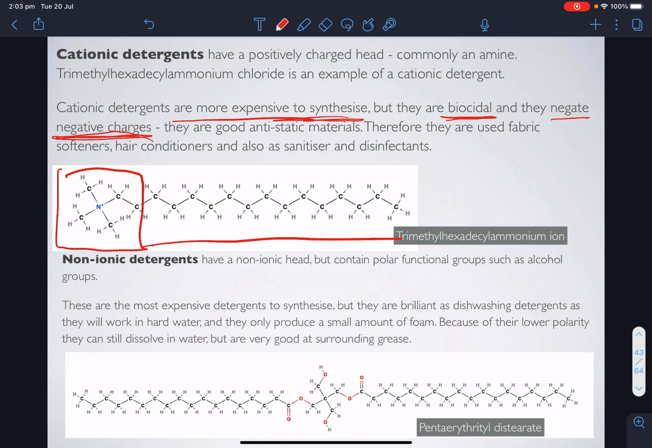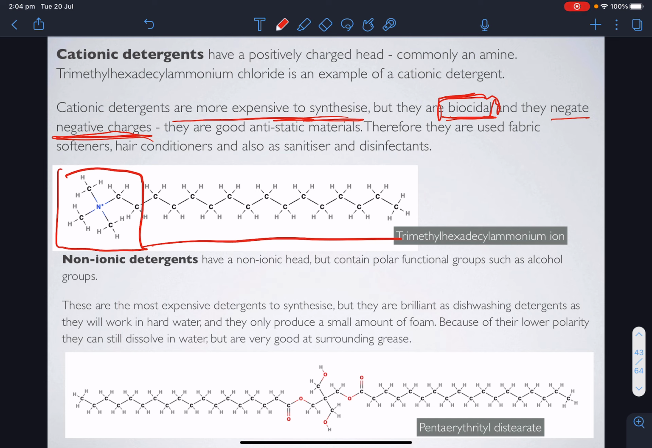So they're used as fabric softeners. That harshness in fabric is usually static electricity. Hair conditioners too, because you can get frizzy hair from static build up, so this will help it out. So hair conditioners, fabric softeners, and they're also used for sanitizers and disinfectants because of that biocidal action. Bacteria don't like them.